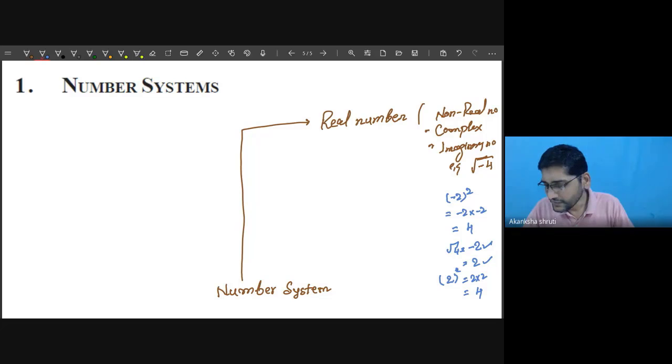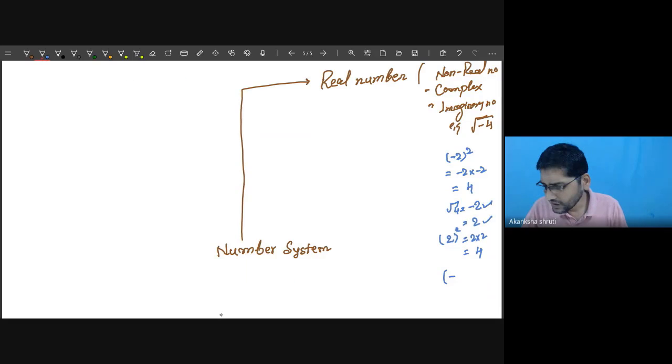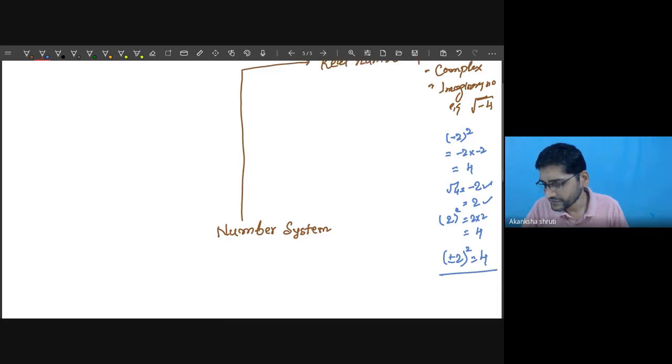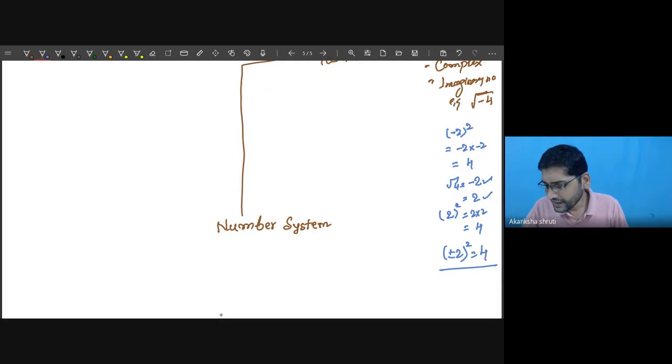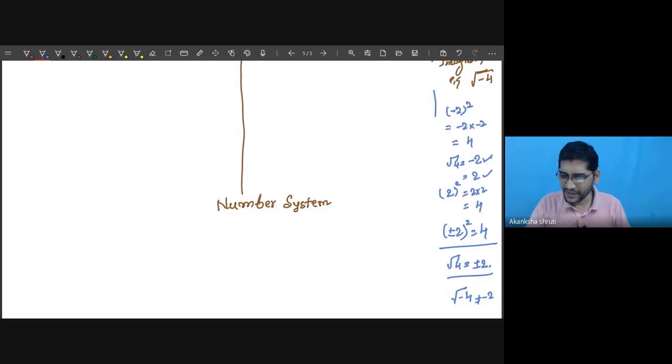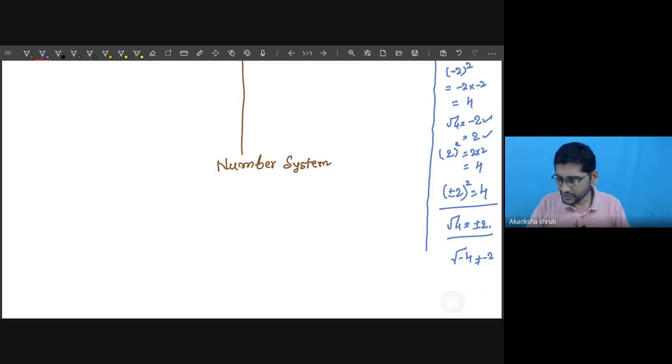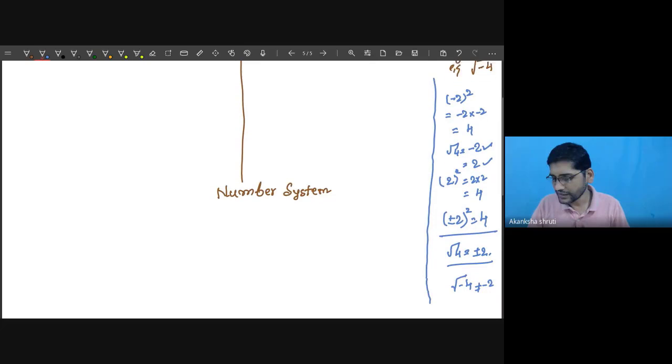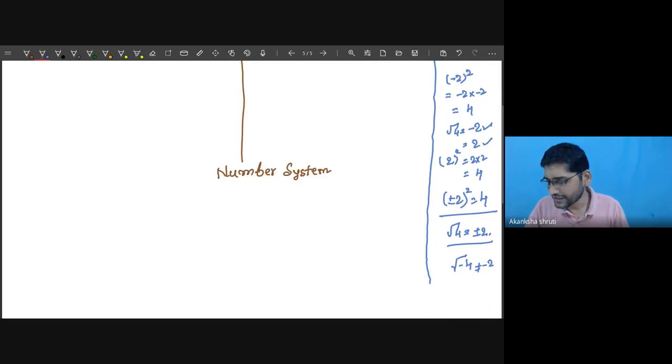So, students, the common rule is that plus or minus 2 square is always 4. Or simply, under root of 4 can be taken as +2 or -2. But under root of -4 cannot be taken out. This is not equal to -2 because -2 square is also +4. So such numbers, whose root cannot be taken out and which cannot be written in the real form, are called imaginary numbers.